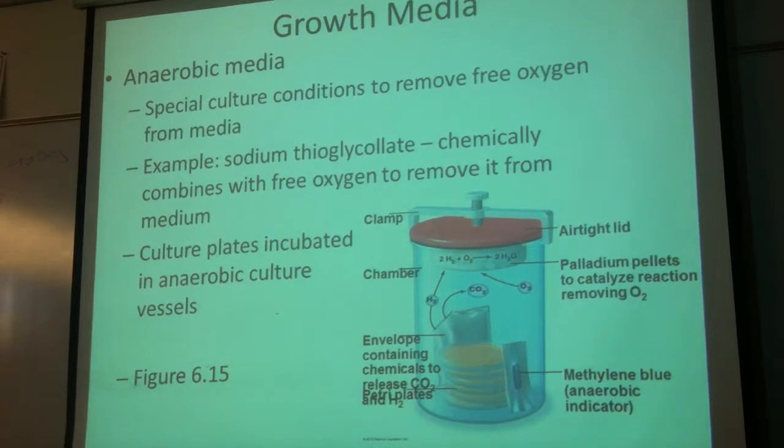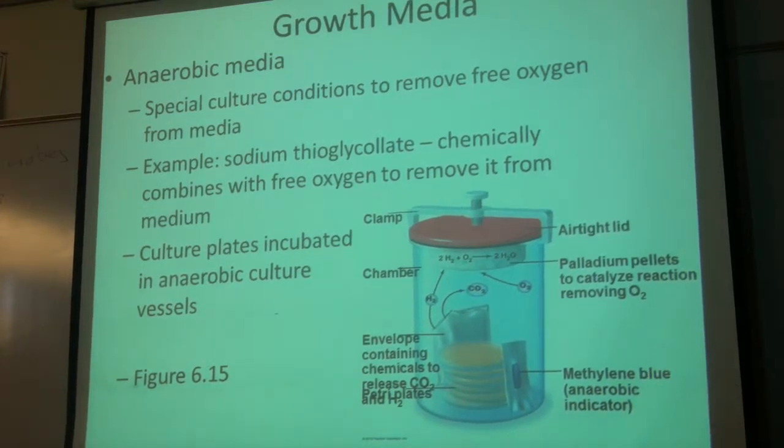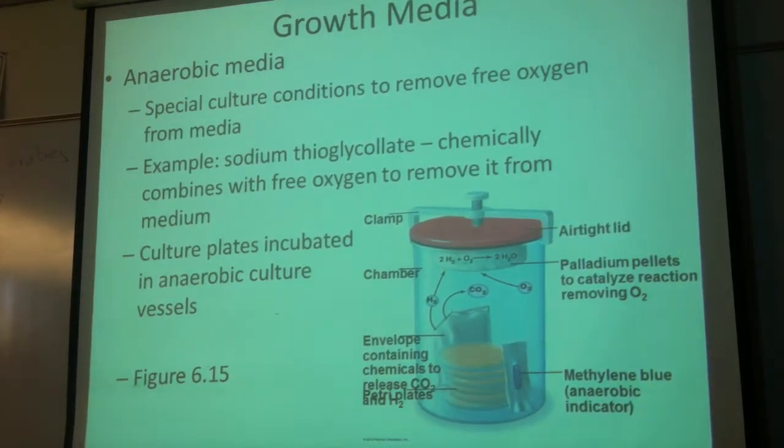And so here's just a little example of one of the containers that they have to help you remove the oxygen. It's catalyzing reactions, so that way you can remove the oxygen. You have indicators to make sure you don't have oxygen, so you know your plates are fine in this tube. And then you just pick the entire container up and put it in whatever incubator you need to give them the temperature. Make sense? Question?